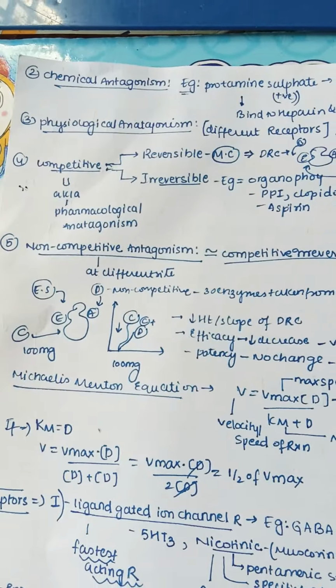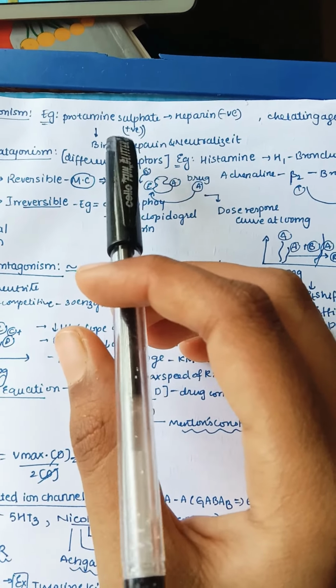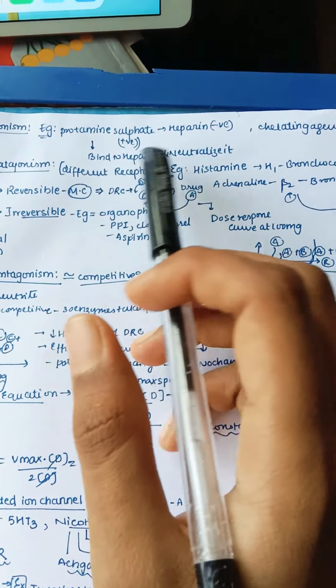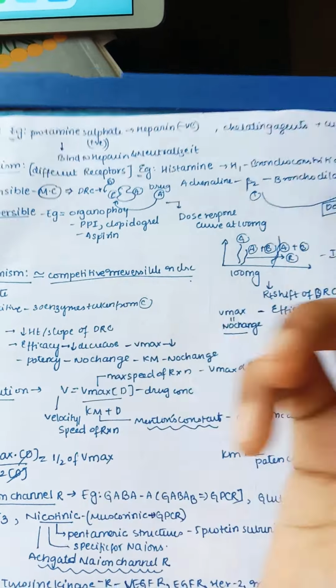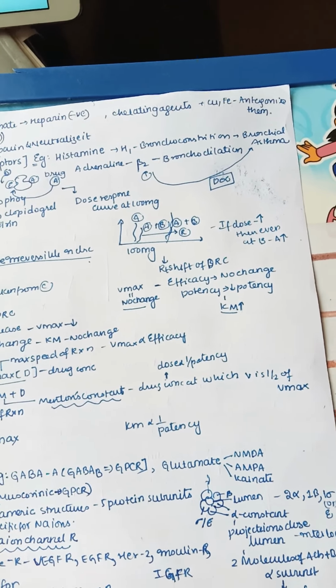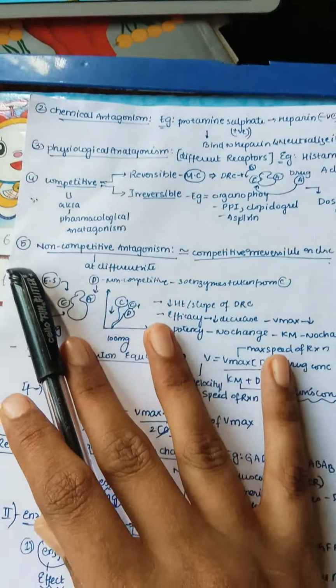The next one is chemical antagonism. Here examples are protamine sulfate, which is positive, and heparin, which is negative. They bind to each other and neutralize it, positive with negative. One more example is chelating agents, which bind with copper and iron and antagonize them. So here we have chemicals, so the name is chemical antagonism.